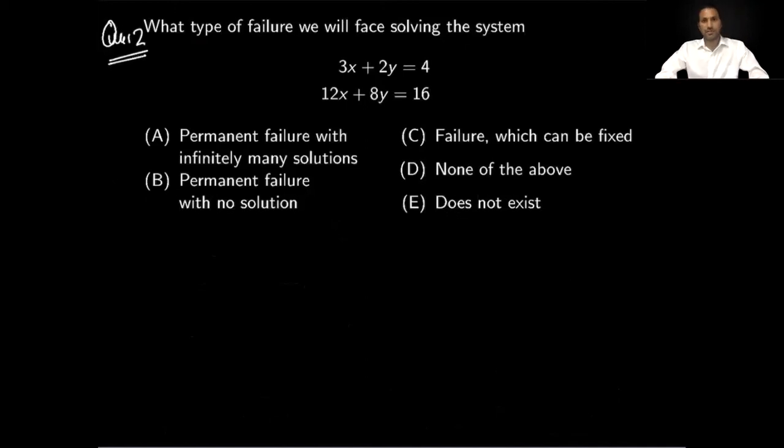What type of failure will we face solving the following system? 3x plus 2y is equal to 4, 12x plus 8y is equal to 16. Pause the video for 1 or 2 minutes and work on this problem.